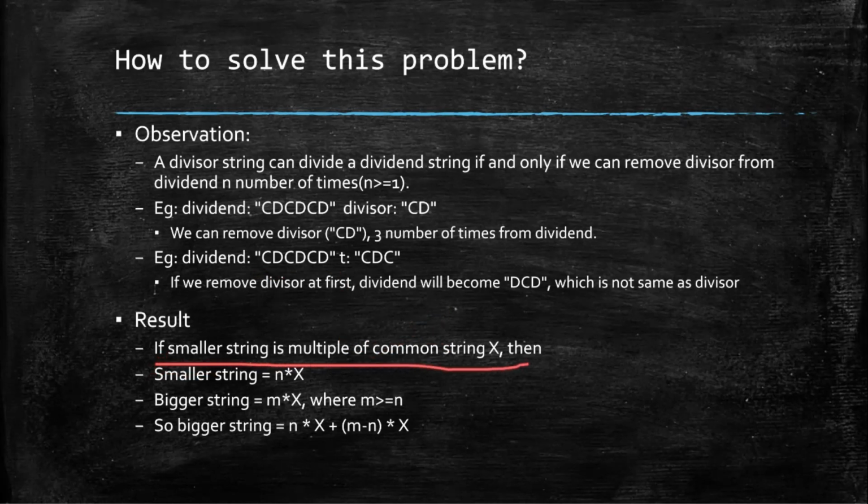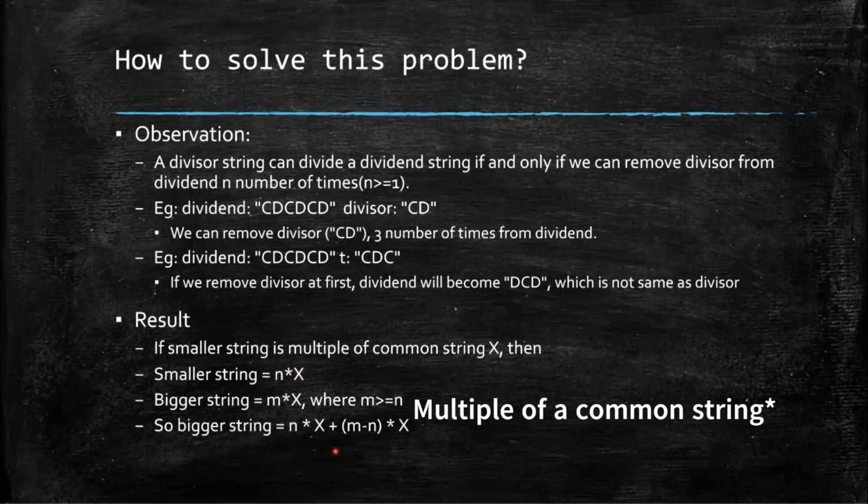So if the smaller string is a multiple of a common string x, then the smaller string is n times x and the bigger string is m times x, where m is greater than or equal to n. That implies that the bigger string must start with the smaller string, n times x, plus m minus n times x. If the smaller and bigger are the same, m and n will be the same and this will become 0. So what I propose is that the bigger string must start with the smaller string if both strings are multiples of a common string.